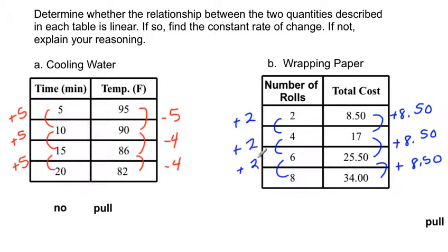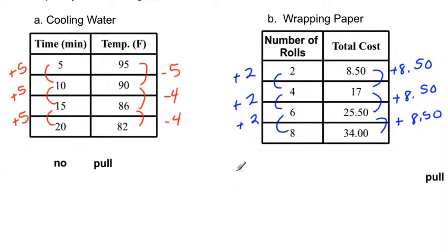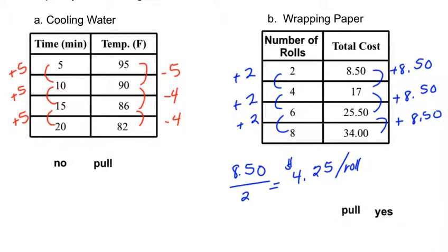So this is a linear relationship, and the rate of change would be represented by positive 8.50 divided by positive 2, which gives us a rate of change of 4.25 dollars per roll. Okay, dollars per roll. So that is definitely a linear relationship with a constant rate of change.